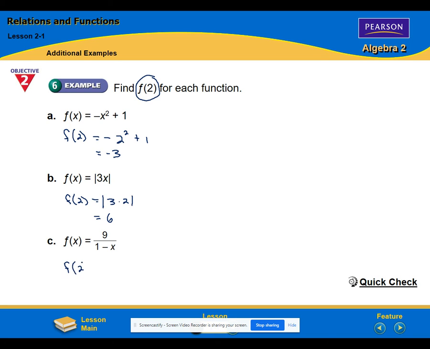Here, f of 2 would be 9 over 1 minus 2. 1 minus 2 is negative 1. 9 over negative 1 is negative 9.